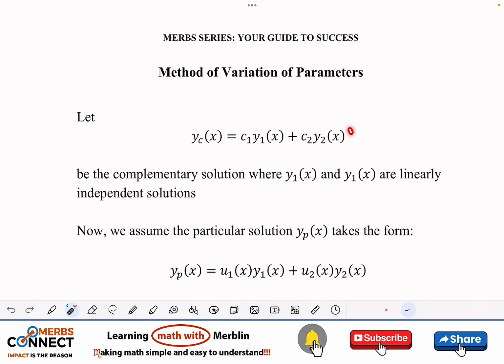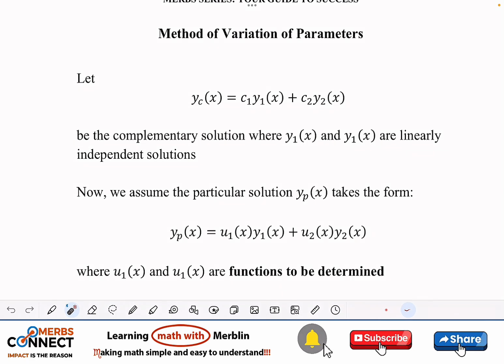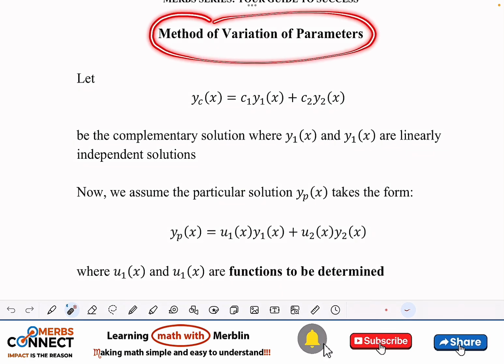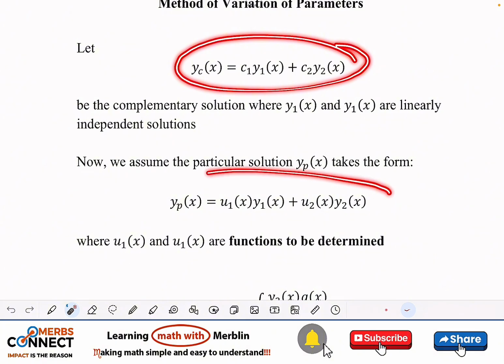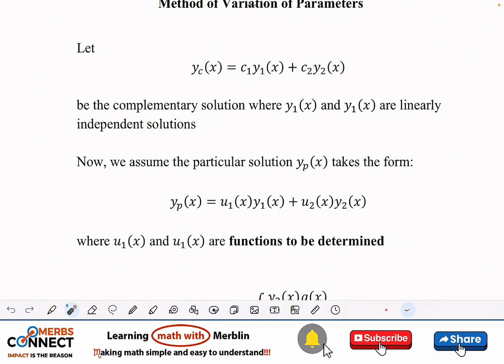So now, anytime you have your complementary solution, with the method of variation of parameters, we are going to write the same complementary solution for the particular solution. But here is the difference. We are going to change C1 to u1 and C2 to u2. Here, these are constants, but here they are functions of what? x, so that we can solve it and multiply it by this.